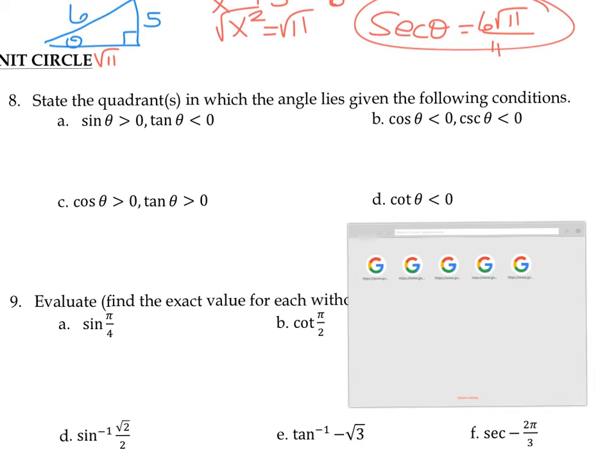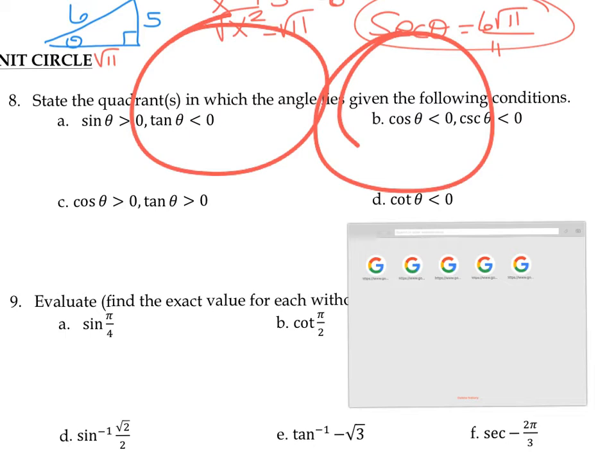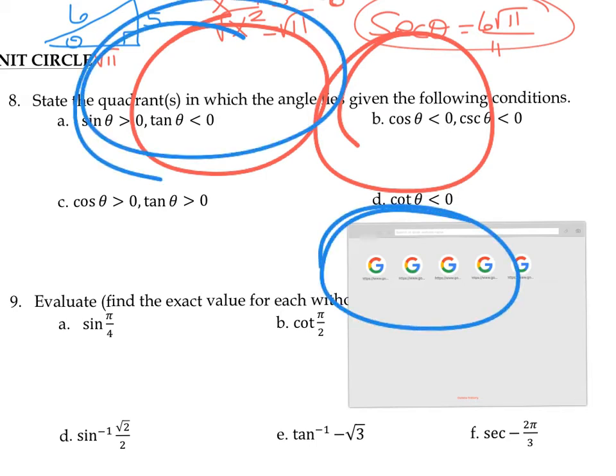Over here it says state what quadrant in which the angle lies given the following conditions. Sine is greater than 0 and tangent's less than 0. In order for something to be greater than 0, it has to be positive. So sine is positive here and here. Now tangent less than 0, so tangent's negative. How do I find tangent? Tangent is y over x. When I take y divided by x, when is it going to be negative? It's going to be negative when either x or y is negative, so it's going to be here or here. Since both my circles overlap there, it's in quadrant 2.